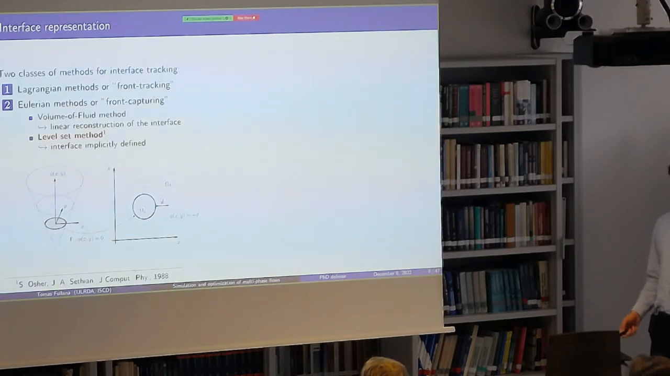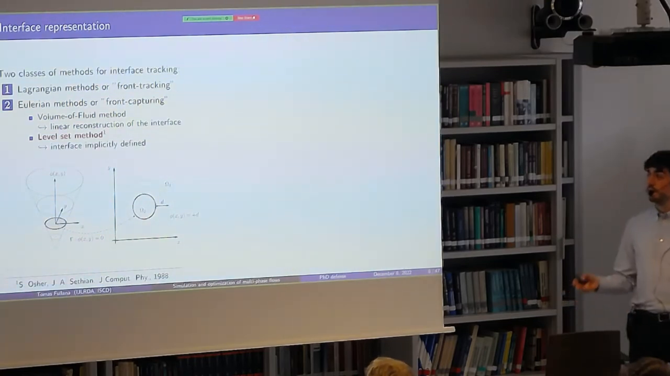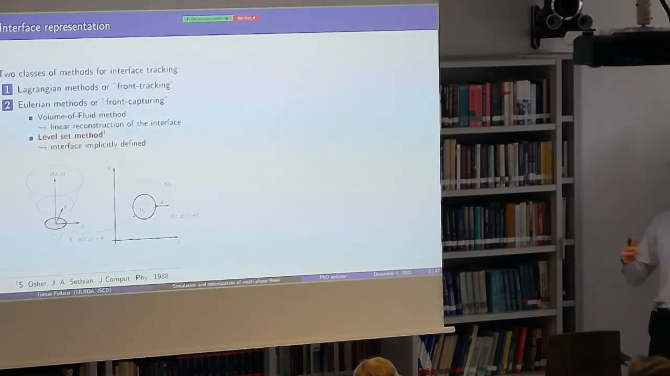Now, if we talk about interface representation, and this is one of the main topics here, it is how to describe the interface. There are two main methods. The first one is the Lagrangian method, or front tracking. The second one is the Eulerian method, or front capturing. In those methods, we have, for example, the volume of fluid method, where we have a piecewise linear representation of the interface, the method we used for the dynamic contact line problems.